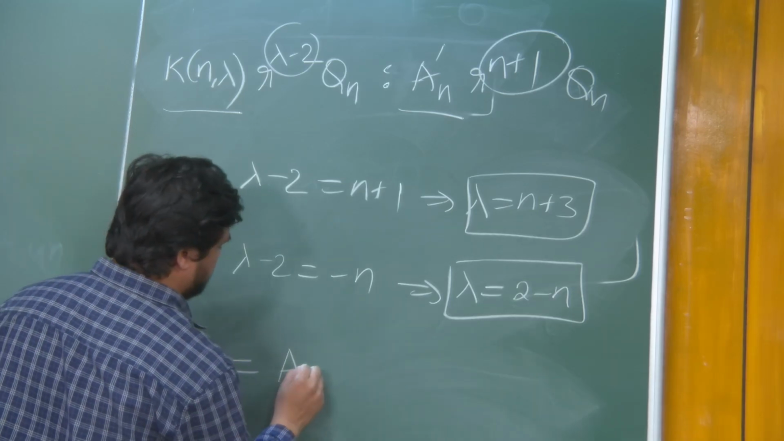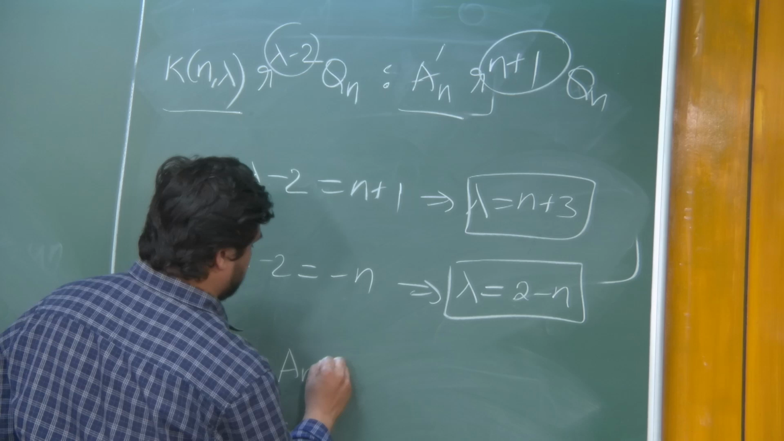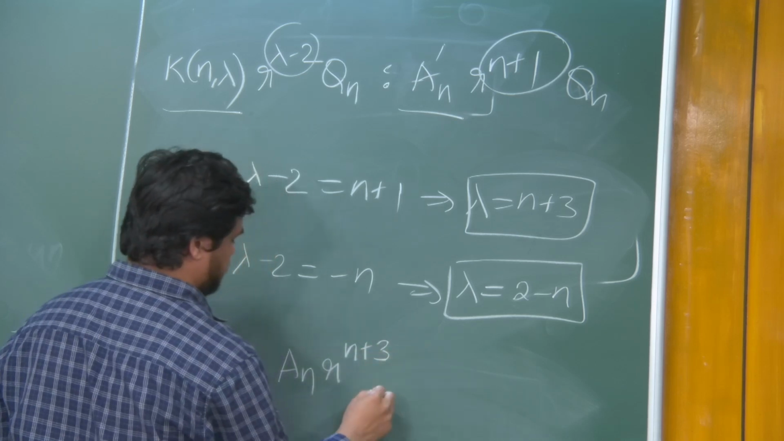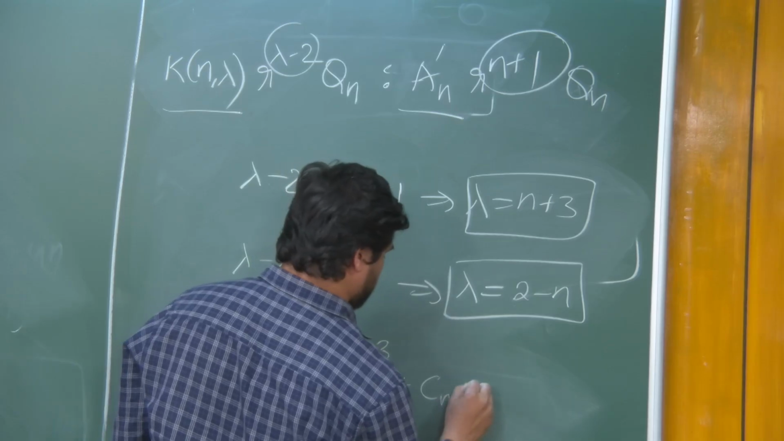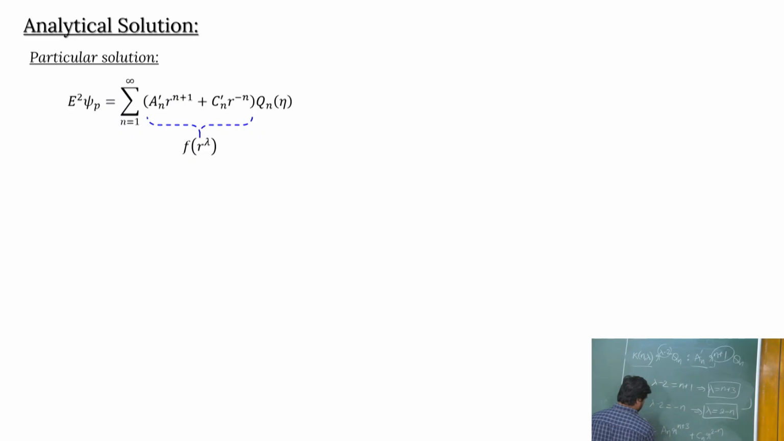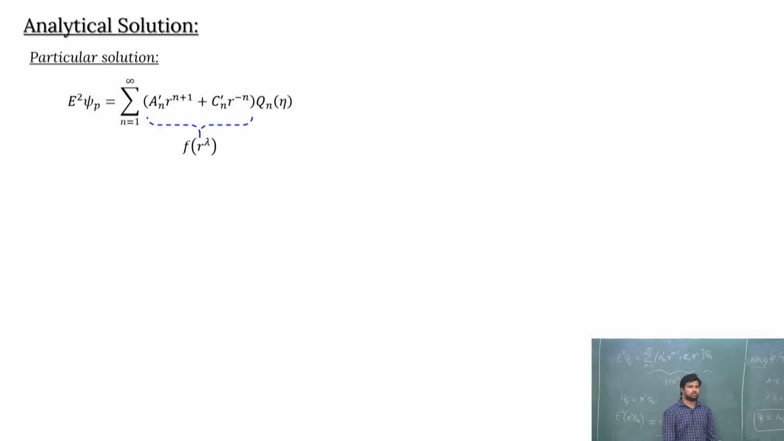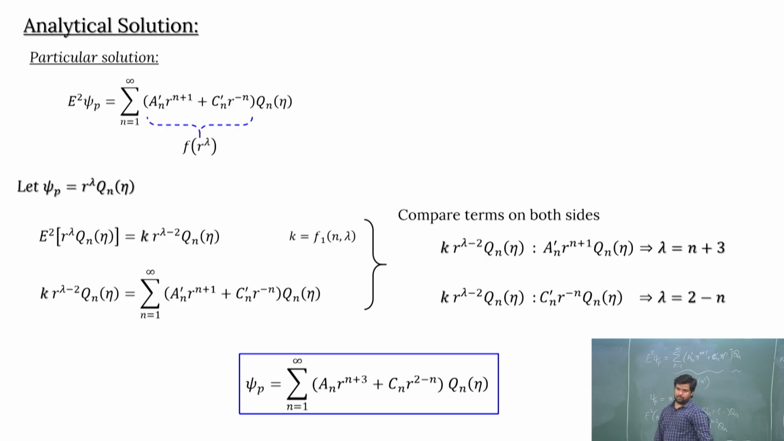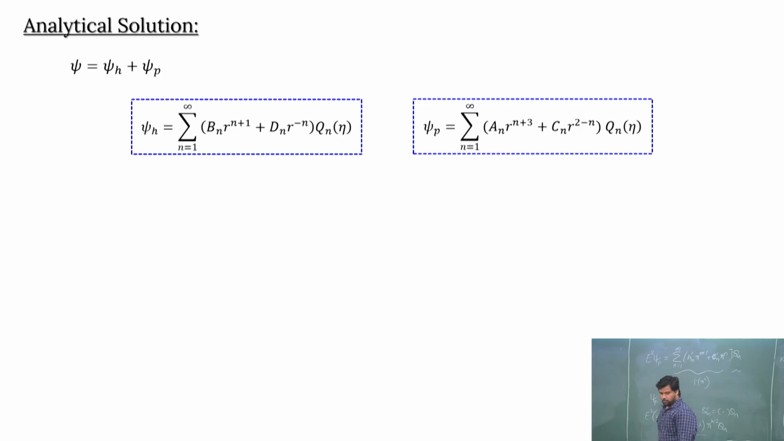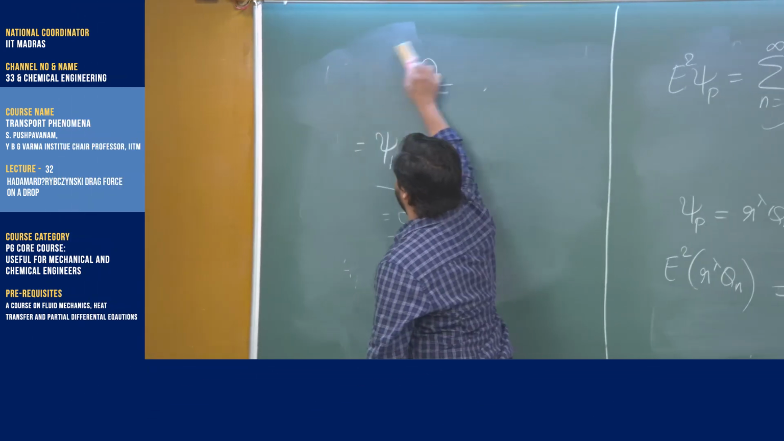So, I am using a n r power n plus 3 plus c n r power 2 minus n. Okay. How I got this? So, this is the final form we will get, phi p. So, this is the solution for the homogeneous equation and the solution for the particular integral.